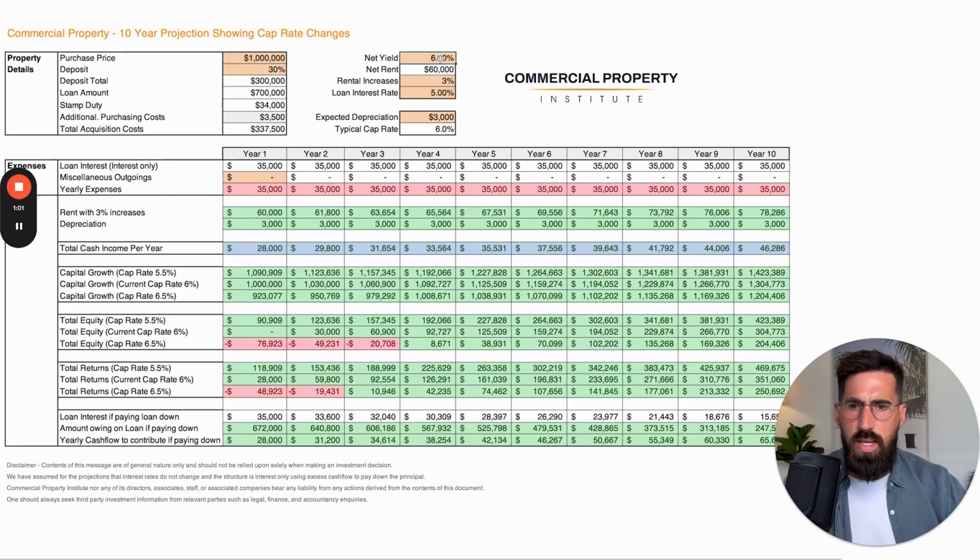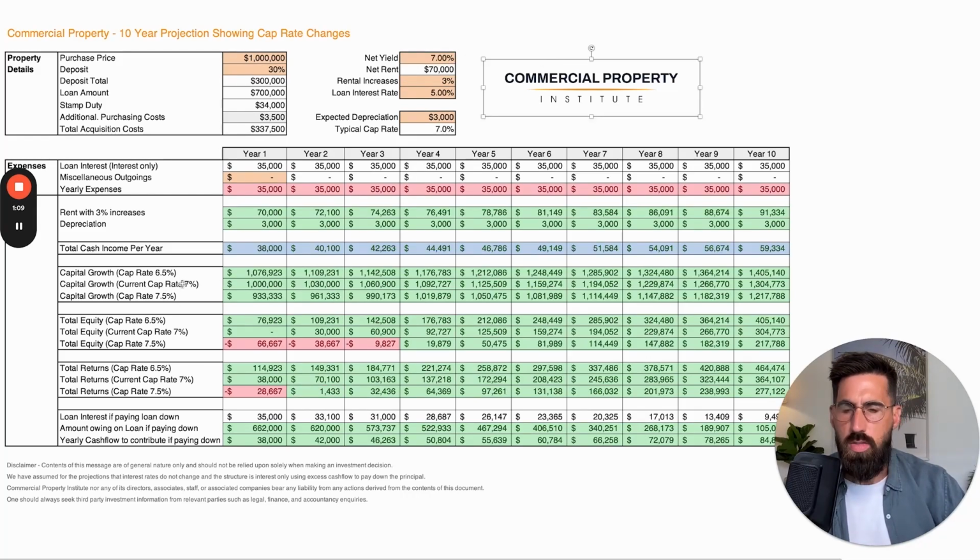If you change the net yield, basically what I've done is I've looked at a 0.5% change in cap rate based on what the net yield is. So if we went 7%, you'll see that it changes what happens if it goes to a 7.5% cap rate or if it drops to a 6.5% cap rate. So we can change these numbers, and same as look at the different rental increases and loan rates and how it'll actually change the outcomes.